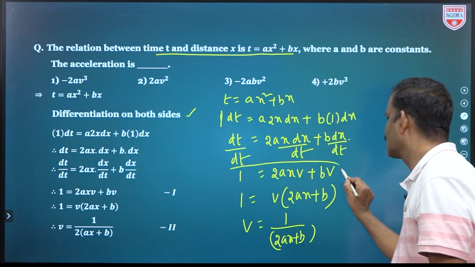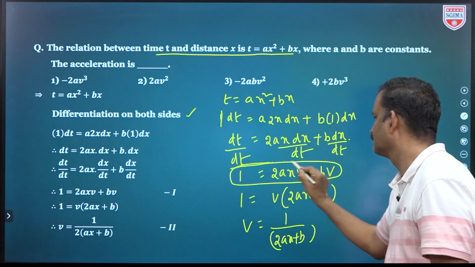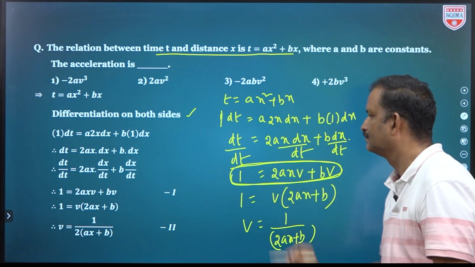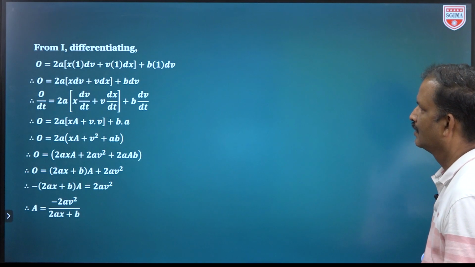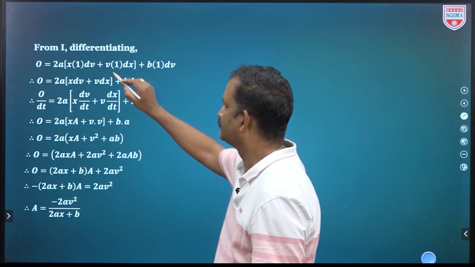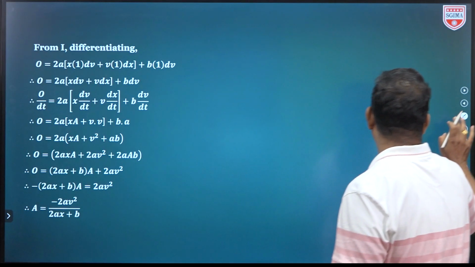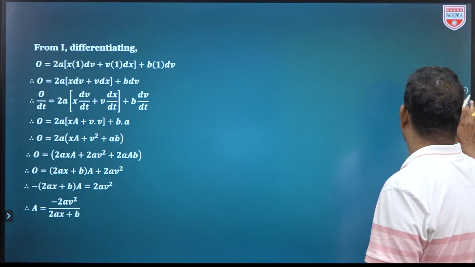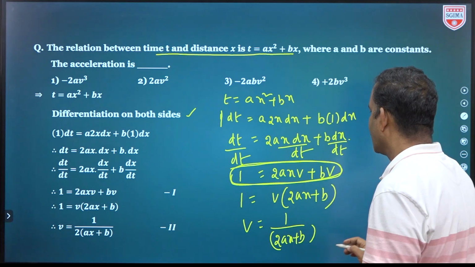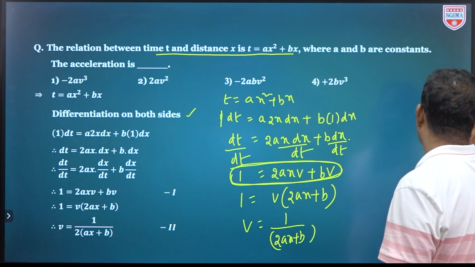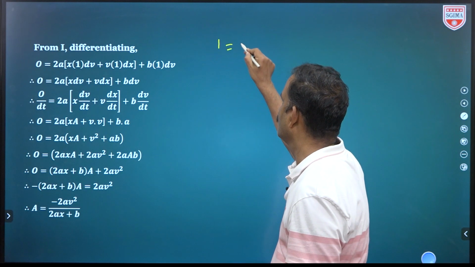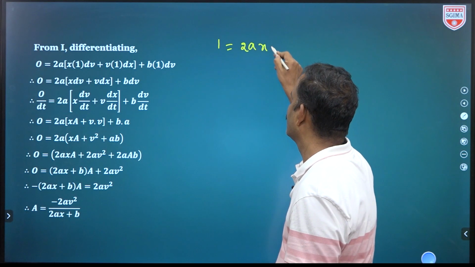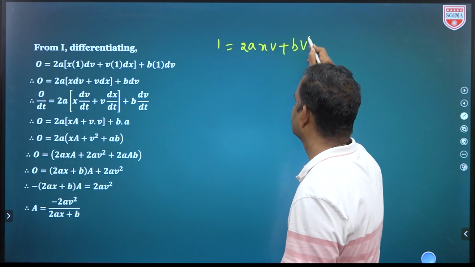Again, I am taking this term. What is that term? 1 is equal to 2axv plus bv.